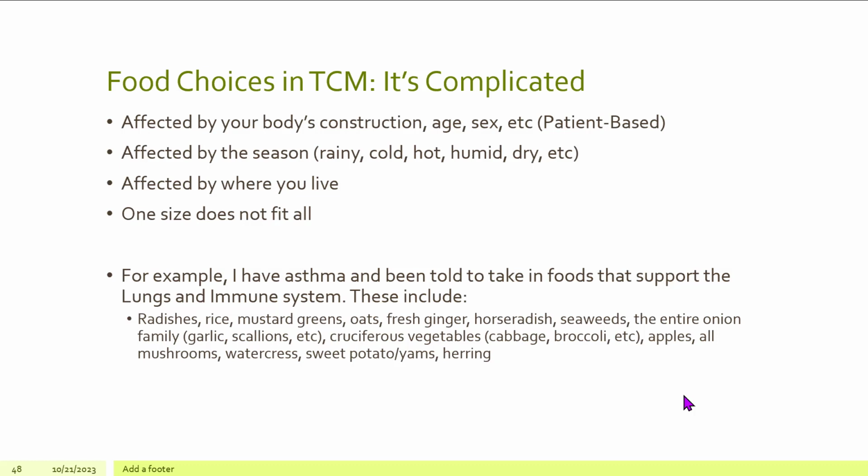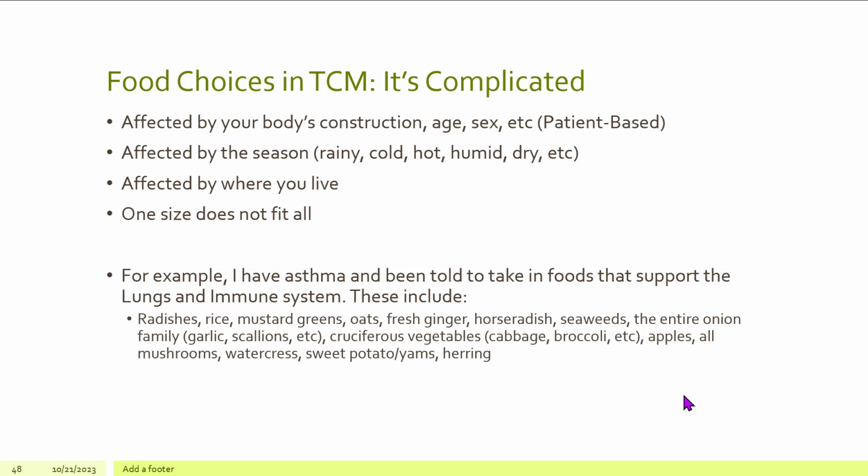And so these include things like radishes, rice, mustard greens, oats. And then they really stressed fresh ginger, horseradish, and garlic. Those three spices I'm supposed to add into my diet regularly, especially in the winter when it is going to be cold and rainy and damp. Like those are going to be the harder times for my immune system and for my lungs in particular with the asthma. And so those spices are supposed to help my lungs and my immune system function based in their system.